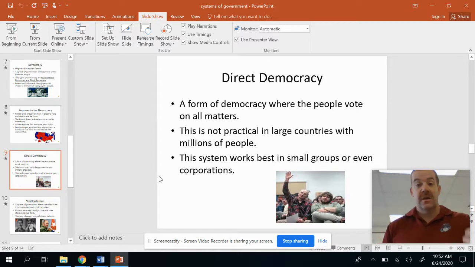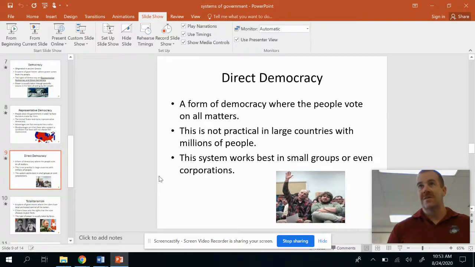Because if we took a direct vote on every issue, it would take a very long time to get laws and things passed. As it is, it already takes a long time with Congress to get things done, but it would take forever to get things done if we operated under a direct democracy. So that's why it works best in small groups or corporations. If you have a small number of people, then a direct democracy may work.